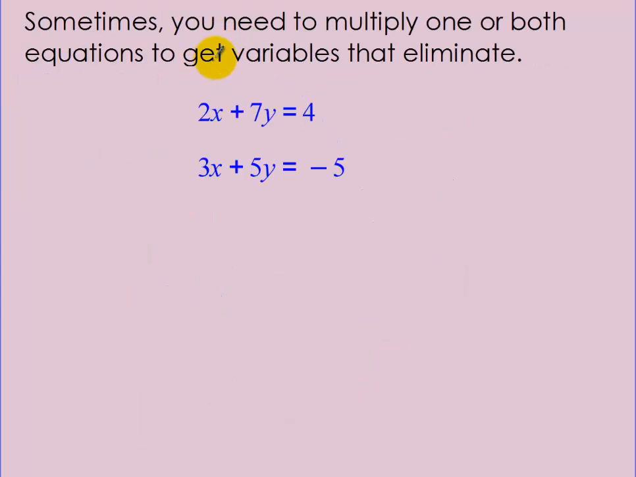Sometimes when you solve by elimination, you need to multiply one or both of the equations to get variables to eliminate. So in this example, if you just added these up, they wouldn't eliminate. So let's say I want to eliminate the x's, and you can choose whichever one. Basically, you want to get the LCM. Or another way to say it is just multiply by the opposite number. So for 2x, I'm going to multiply this one by 3 because the 3 is down here. And down here, I'll multiply this by 2.